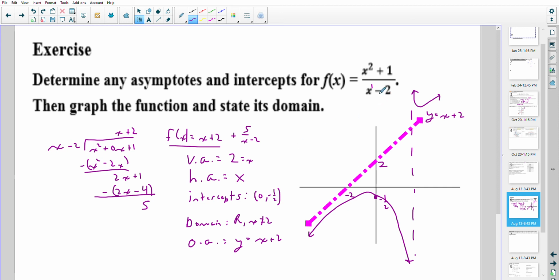If the bottom had an even exponent here, you would know that it's going to have the same behavior. So it would be the similar section on the graph, but on the flip side. That concludes graphing rational functions, looking at the horizontal and vertical asymptotes as well as the oblique asymptotes, x and y intercepts.